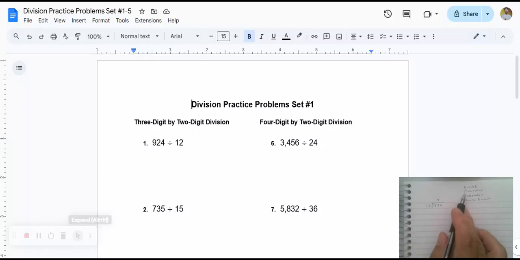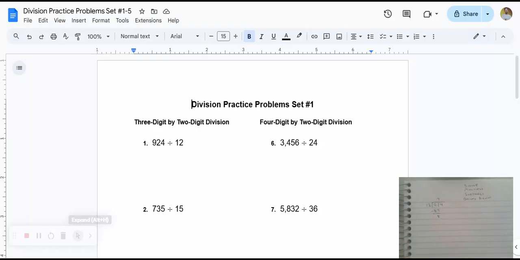Then we go from dividing to multiplying. Let's multiply 12 times 7. 10 times 7 would be 70. 2 times 7 would get us 14. So 70 plus 14 is going to be 84. And that's our multiplying part of this step. Then we subtract these two numbers, 92 minus 84, and we get 8.